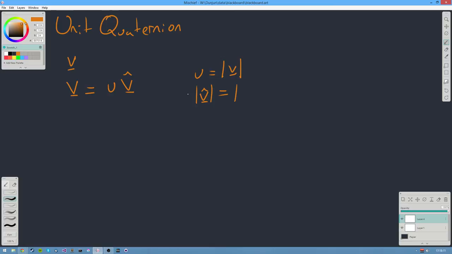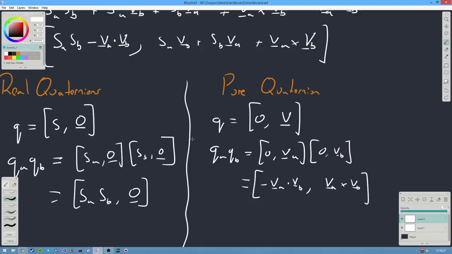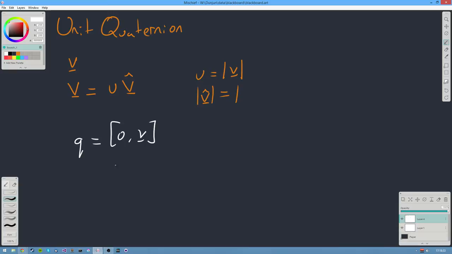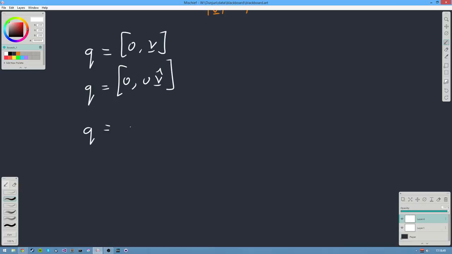So if you had a pure quaternion, it could be expressed as q. I'm just going to go back into the white text now. q equals naught v. Yeah, it's a pure quaternion as we learnt then. We could also express this again in the unit quaternion notation. So we go naught, u v hat, like so. And then we get q equals u naught v hat, which can also be rewritten.